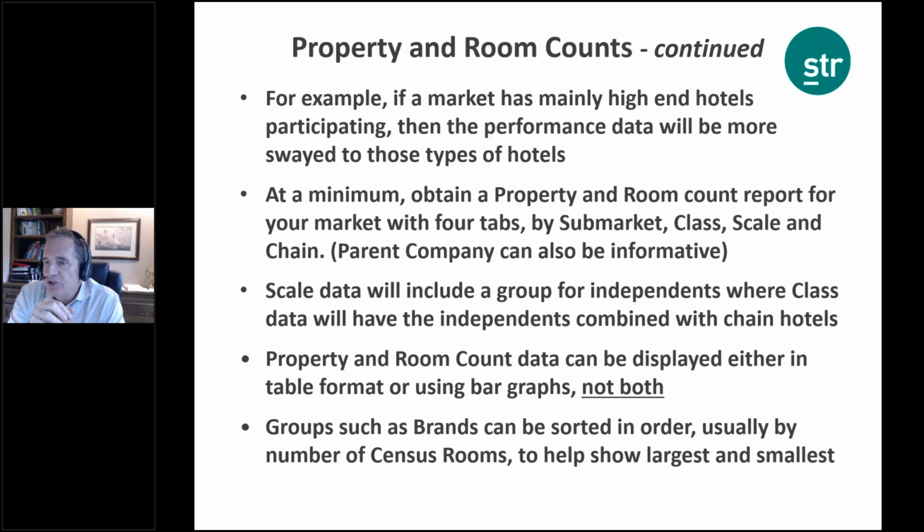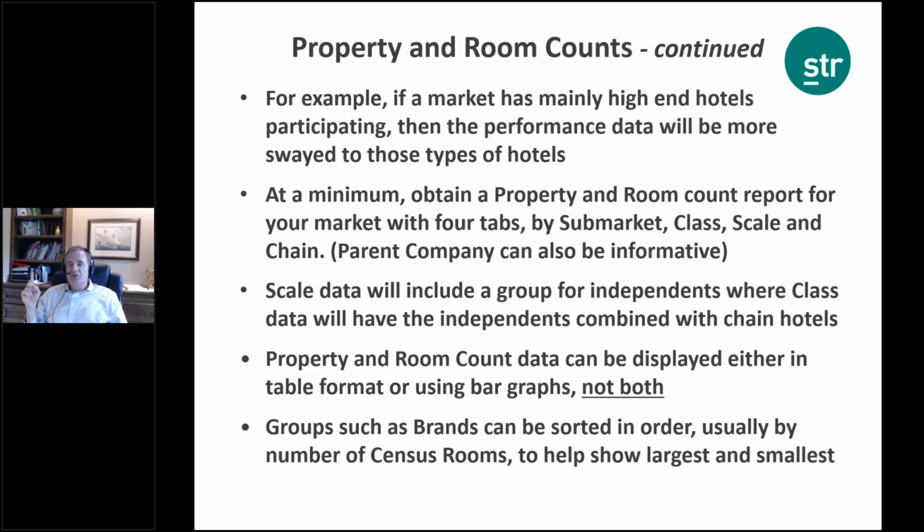Now, when it comes to market makeup, at a minimum, obtain a property and room count report for your market with 4 different tabs: by submarket, by class, by scale, and by chain. Now, you could also get parent company. That could be informative as well. So 4 or 5 tabs, different counts, and typically when we generate these, we put them all into one spreadsheet.